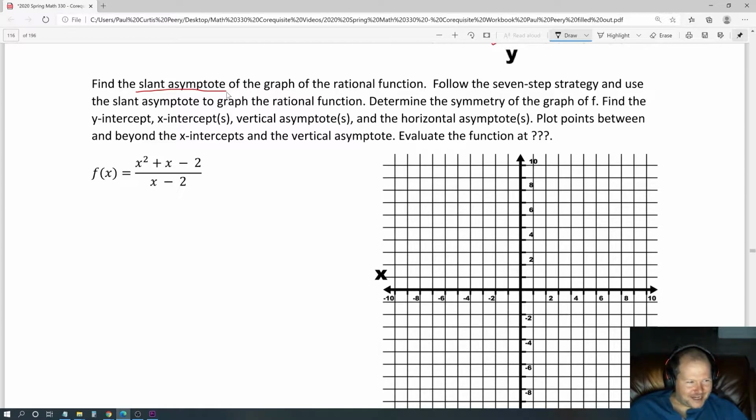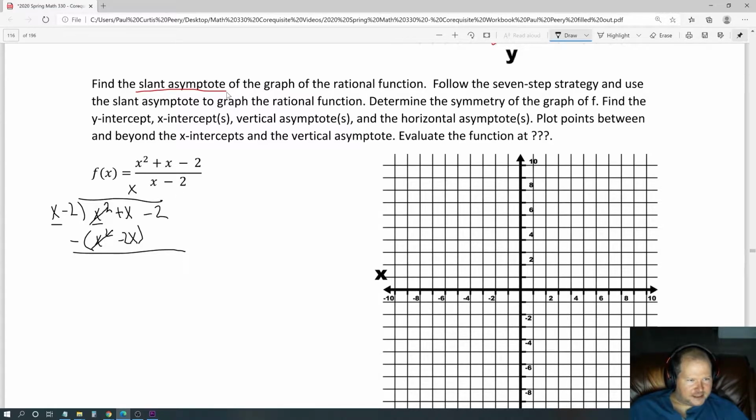Now, the slant asymptote is actually really cool because all you really do is divide the numerator by the denominator and ignore the remainder. So this is what I mean by that. Let's say x minus 2 goes into x squared plus x minus 2. What we would do is say, well, x squared divided by x is x, x times x is x squared, x times negative 2 is negative 2x, and we are subtracting that.